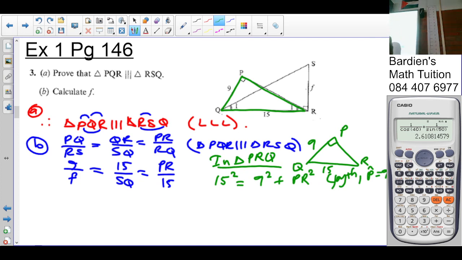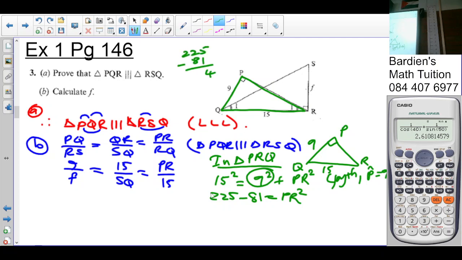So 15 squared is 225. What is 9 squared? Take it over, becomes minus 81 is equal to PR squared. So 225 minus 81 gives you 144. So PR squared is equal to 144. What's the square root of 144? 12. 12 centimeters, or 12 units, whatever.